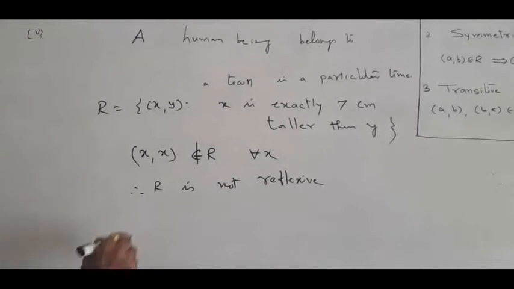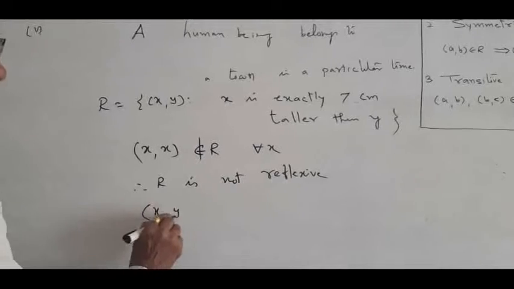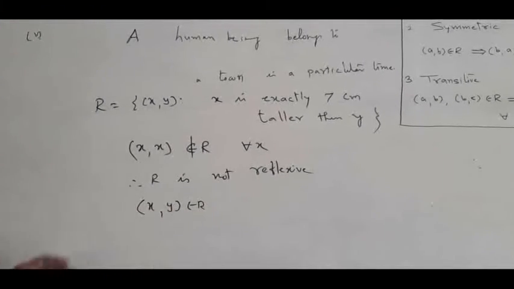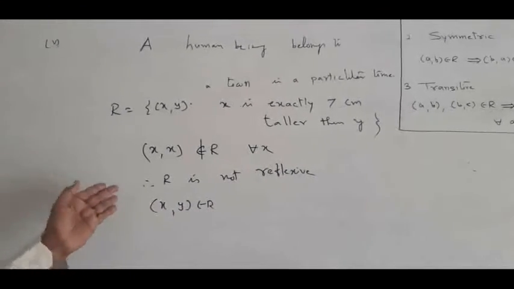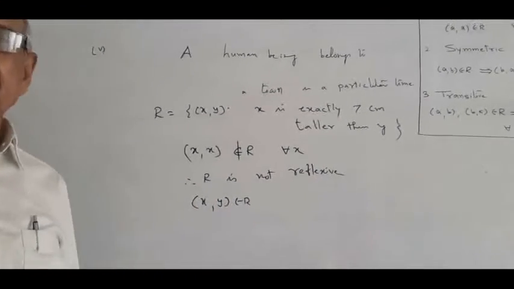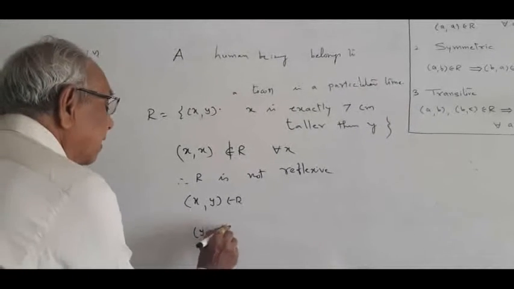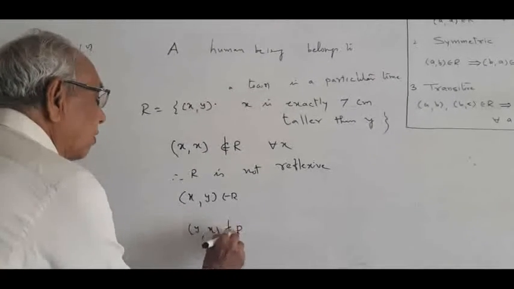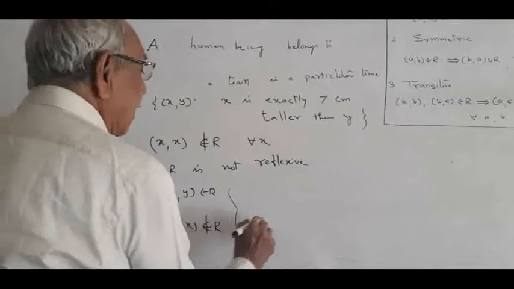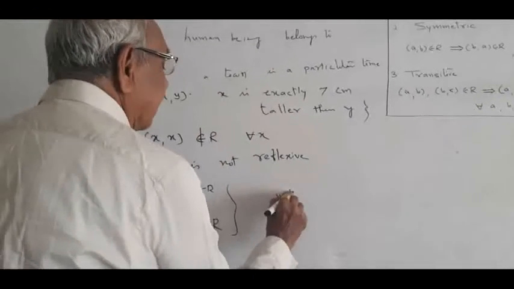Now, when (x, y) belongs to R, that means x is 7 centimeter taller than y. Then naturally y is not taller than x, right? Means (y, x) does not belong to R. That means the relation is not symmetric.